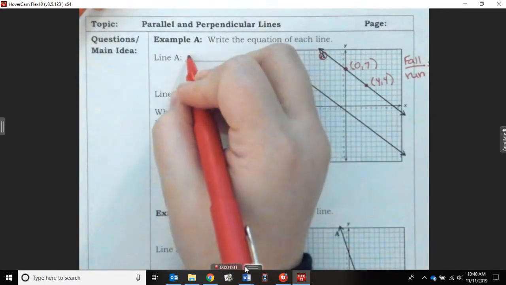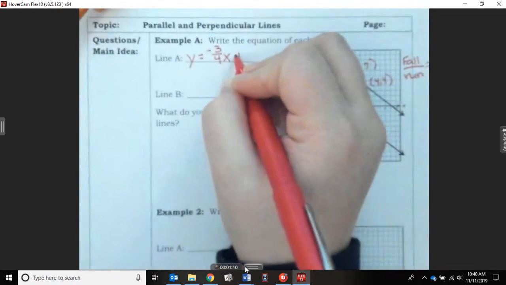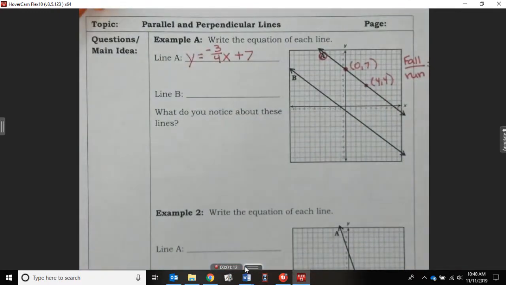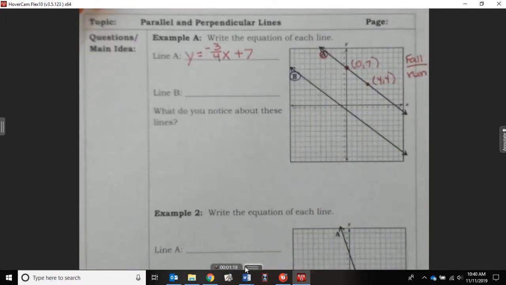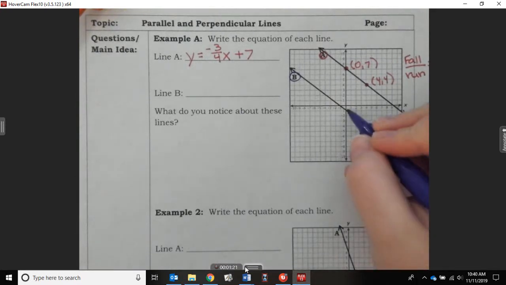So to write the equation of this line, y equals my slope, which is negative 3 over 4x, plus my y-intercept, which is 7 for this equation. So that was line A. Now line B is the second line. So again, I need to find 2 points on my line.